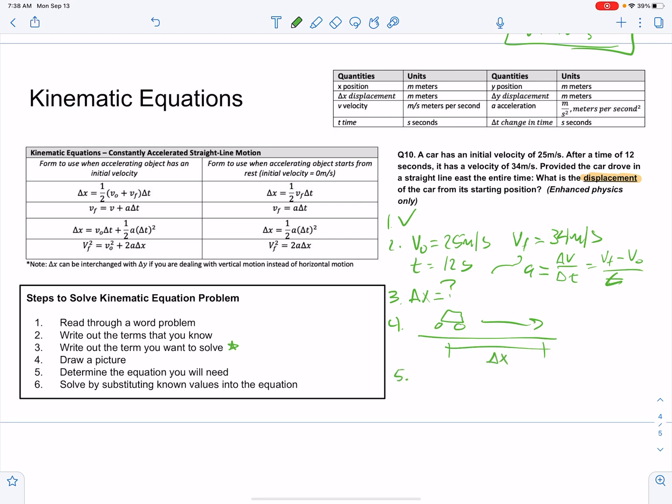All right, step 5, determine the equation you'll need. This equation up here has V initial, V final, delta t. All of these are for equations where objects are constantly accelerating. And so we have delta x, or displacement, change in position, is equal to 1/2 times V initial plus V final times delta t.